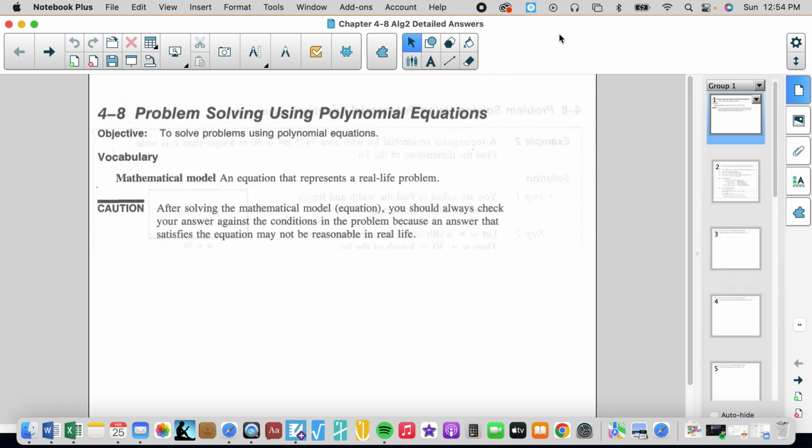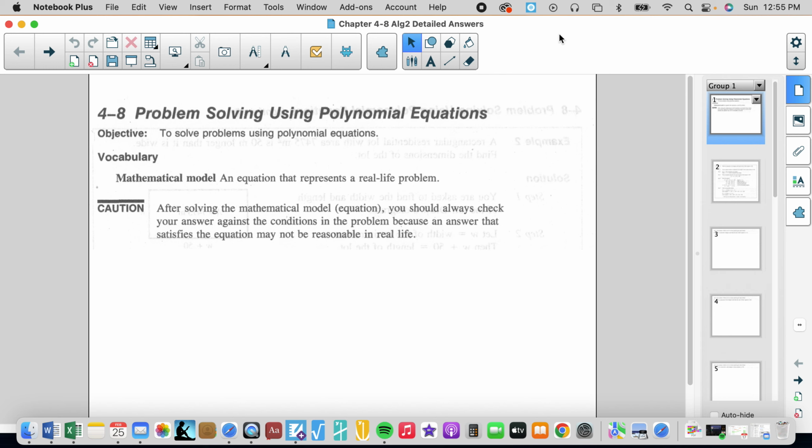Math students, mathletes. This is chapter 4.8 in Algebra 2, Dolciani, Structures and Methods. I think it's called Algebra and Trigonometry. It's the second part of Algebra, sometimes called Algebra 2. But they just call it Algebra and Trigonometry, and it's a second book, Structures and Methods.